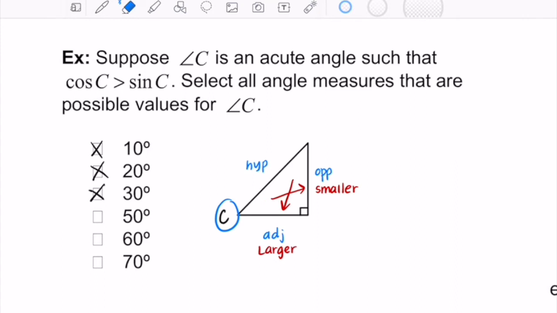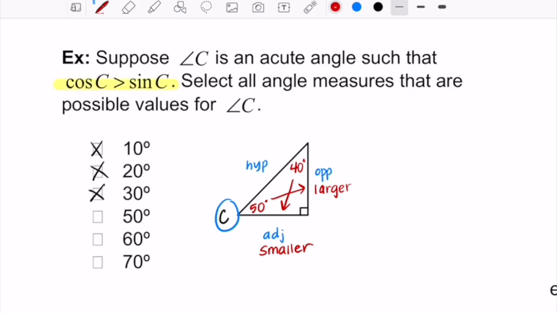In all of those first three problems, angle C was smaller than the other acute angle in the triangle. So notice what changes when it's 50 degrees. When angle C is 50 degrees, the other acute angle would need to be 40 degrees, and then these labels would need to change. Now the 50 degrees is larger than the 40 degrees, so the opposite side becomes the larger side, and the adjacent side becomes the smaller of the two sides. And so answering the question for 50, the cosine of the angle would be smaller over hypotenuse, not larger over hypotenuse. And so 50 would not be an answer to the question, because cosine would be smaller than sine.